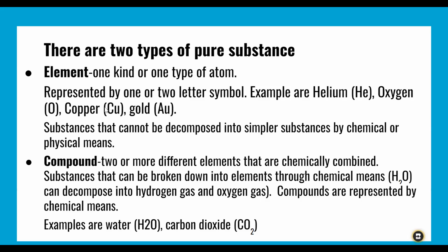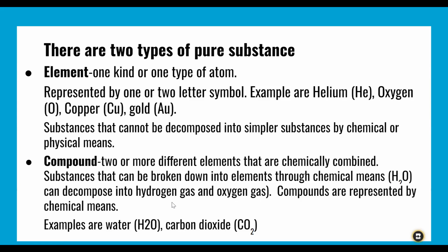So no matter what you do, you still get copper. It cannot be copper and something else, or gold or helium. It's just one kind of atom. Then, remember, there are two types of pure substances, elements and compounds. A compound has two or more different elements that are chemically combined. It can be broken down into elements through chemical means, okay?